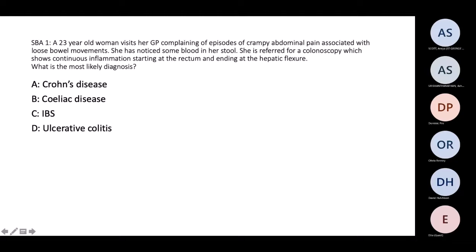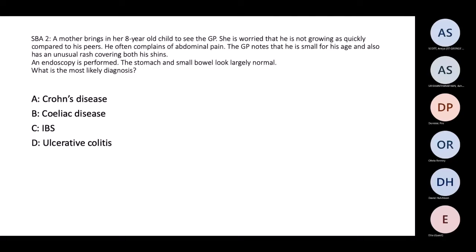Yeah, we've got some people going for D. Yeah, exactly. So it is D. So, as we mentioned, blood in the stool is a real key marker for it being UC. And she's got this continuous inflammation. UC always starts at the rectum, and there's a clear end point, whereas Crohn's is patchy and sort of stops and starts. And then this is a slightly odd one.